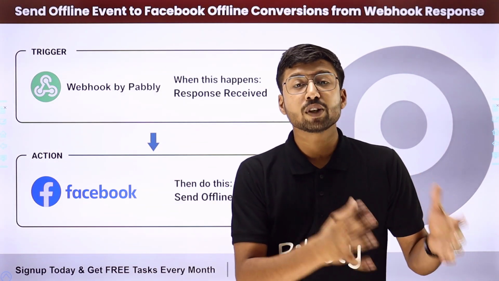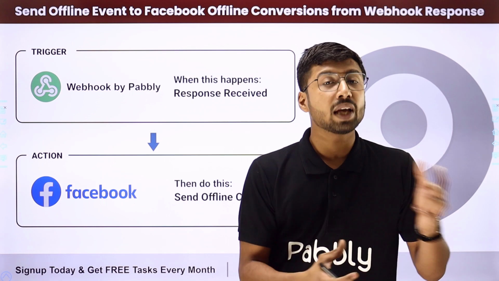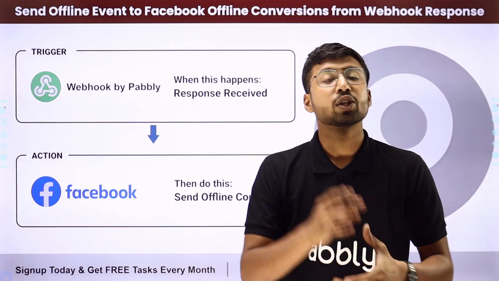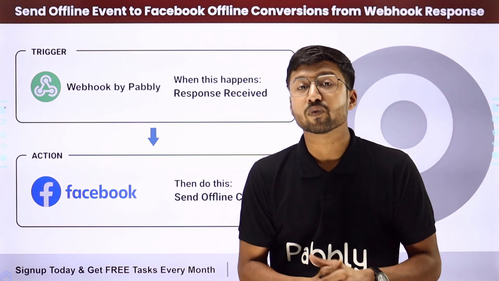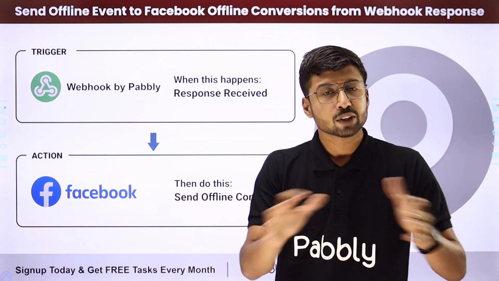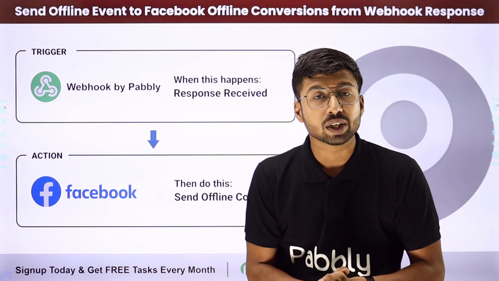But the sources from which you are getting the details can be an online source, and it can also be an offline source too. So you want to send the conversion details back to Facebook ads using the Facebook offline conversion API. Let me tell you, you can actually automate this process.